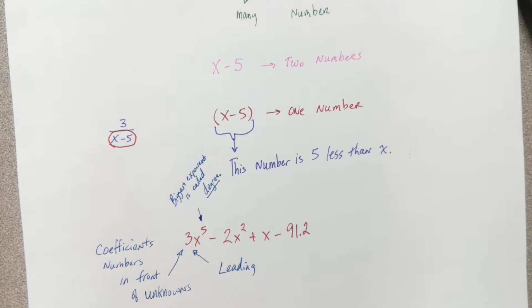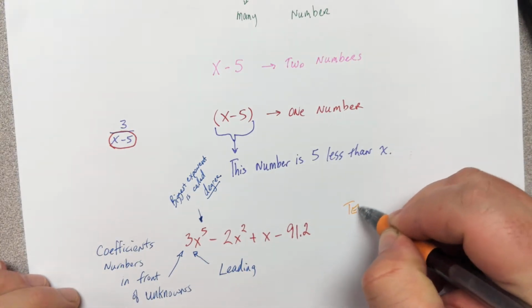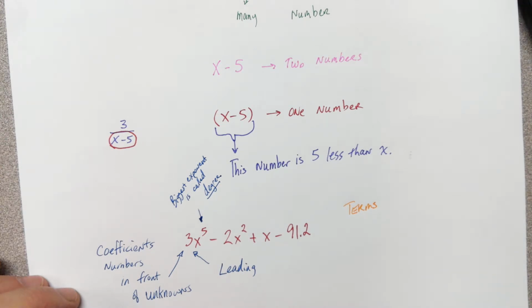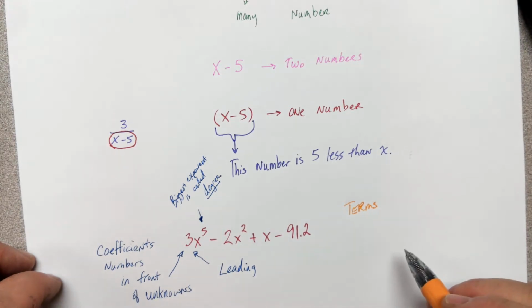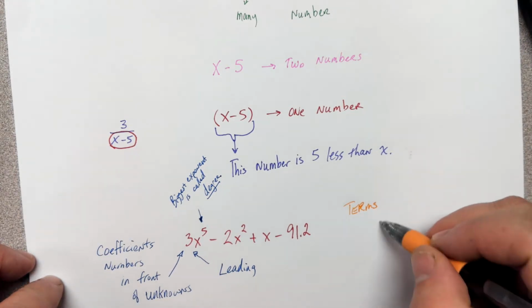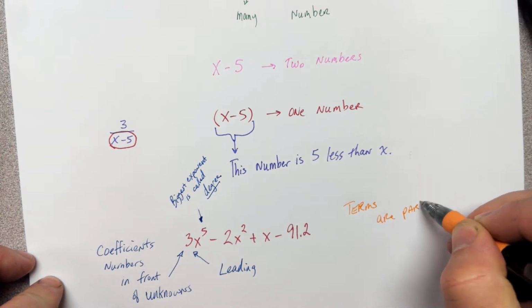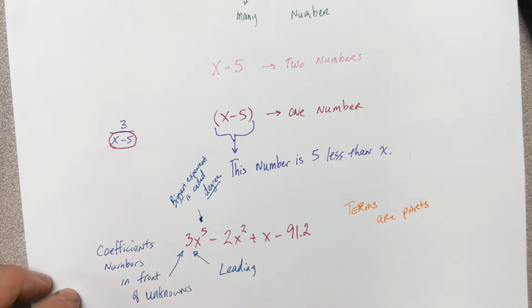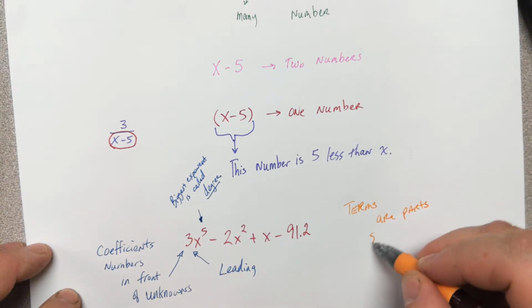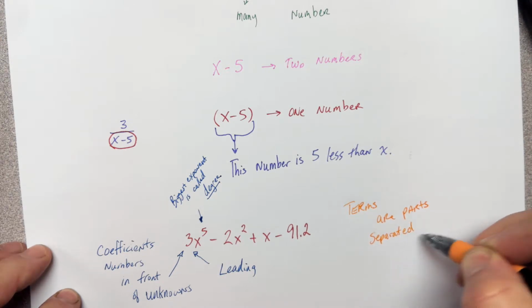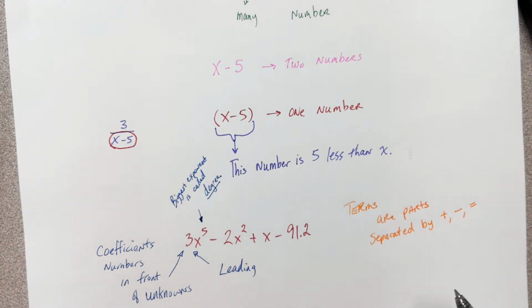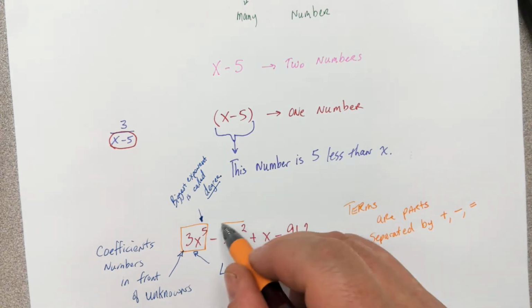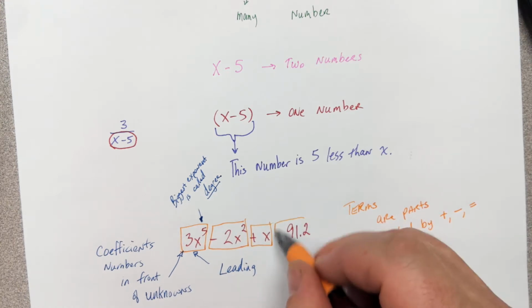So, Alex, last thing we're going to talk about right here are these things called terms. Can you guys see that color? Yeah, it looks weird. It's brighter on the camera than it is on paper. Terms, not germs. Terms are parts. And they're separated by plus, minus, and equal. So here we have one term, two terms, three terms, four terms.